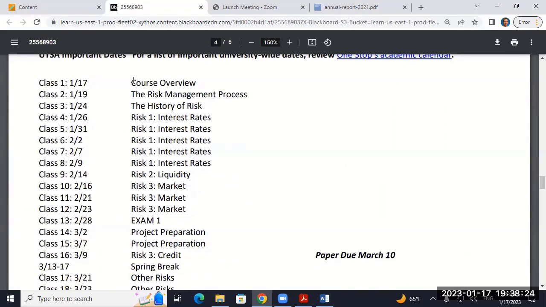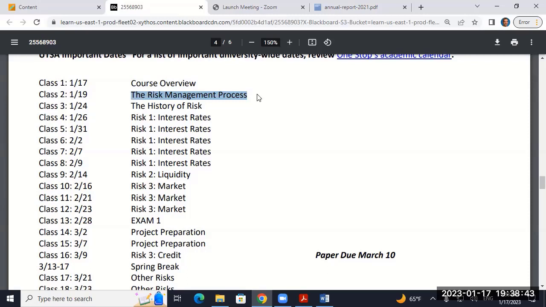So the class itself, we'll do an overview tonight. Let's talk quite a bit about paper 1. And then the risk management process is part of what you're going to do in paper 1. So we need to get through that. Give you some perspective on risk, where we've come. I'll use a particular book by Peter Bernstein on that.